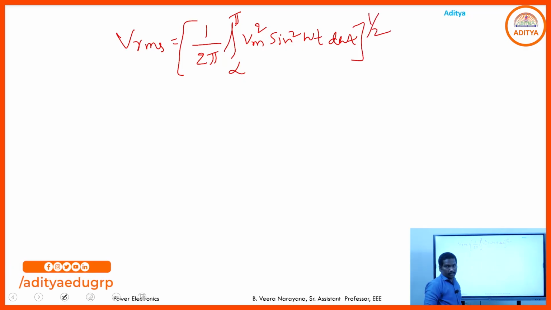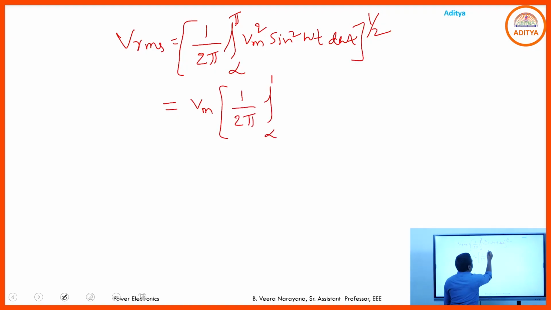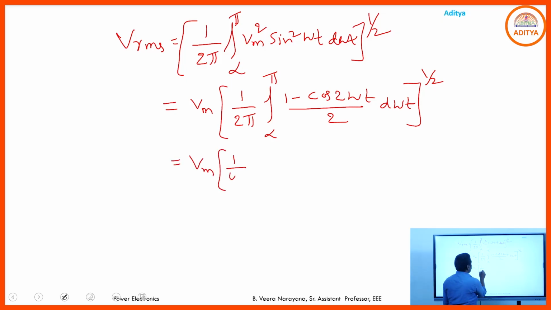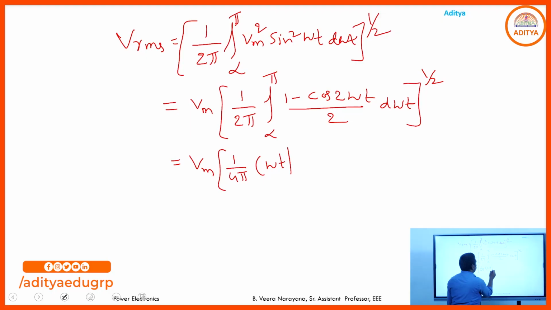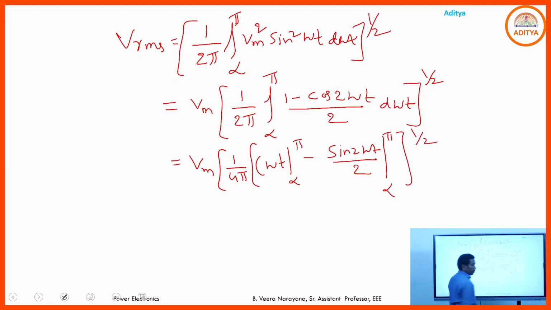This is the formula for RMS output voltage. By simplifying this expression, take Vm square out of the whole power 1 by 2. So Vm into 1 by 2 pi integral alpha to pi, this sin square omega t is written as 1 minus cos 2 omega t by 2 d omega t, whole power 1 by 2. Simplifying, you get Vm into 1 by 4 pi, and apply the integration: integral 1 into d omega t, that is omega t between the limits alpha to pi, minus integral cos 2 omega t, it is sin 2 omega t by 2 between the limits alpha to pi, whole power 1 by 2.